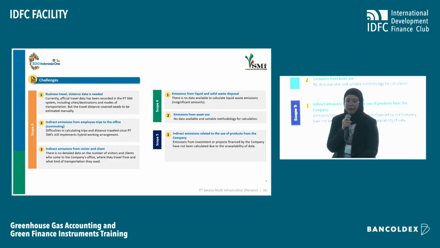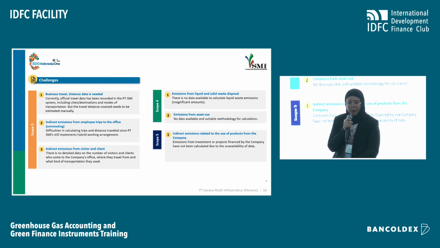Actually, PTSMI already has a recorded system that includes the cities, destinations, and modes of transportation. But when we have to fill in the Excel form, we have to fill it in manually. So it needs a lot of time to manually fill in the form.